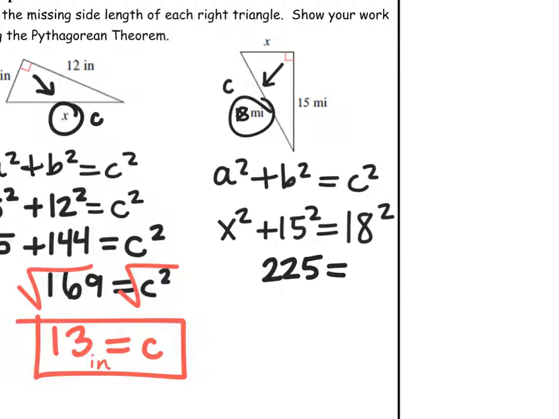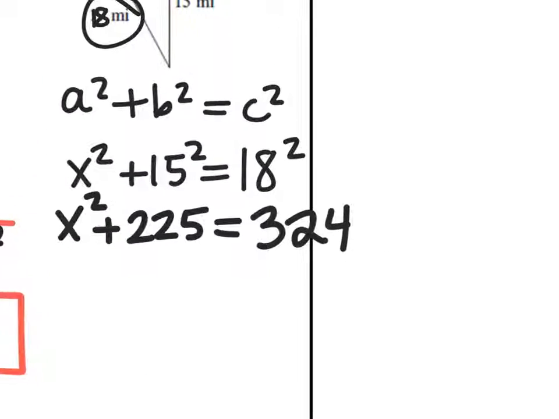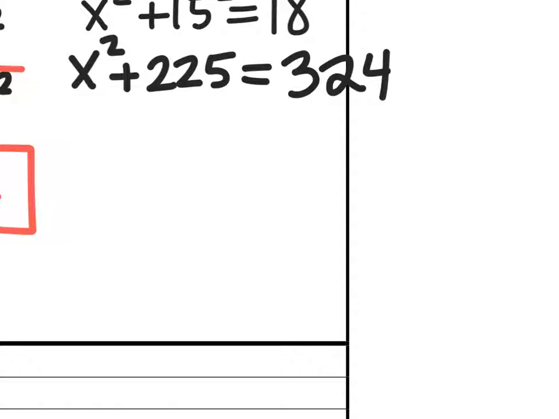What is 18 times 18? 324. Is that right? Okay. So instead of putting 18 squared, I'm going to put 324. And then bring down the x squared because you can't evaluate that. So x squared plus 225 is equal to 324. This should look the same as you've been doing. So you have to solve that equation. Subtract 225 because you're trying to get x by itself.